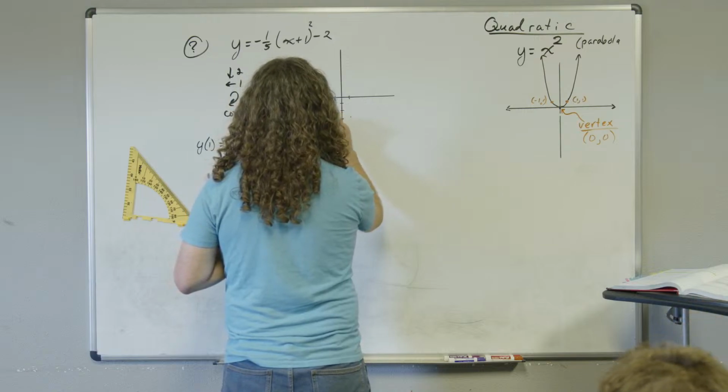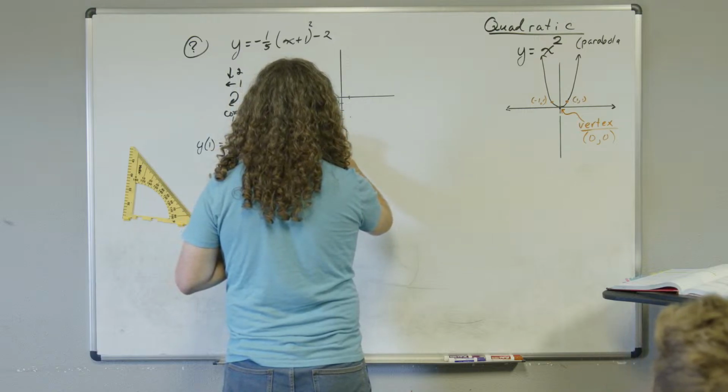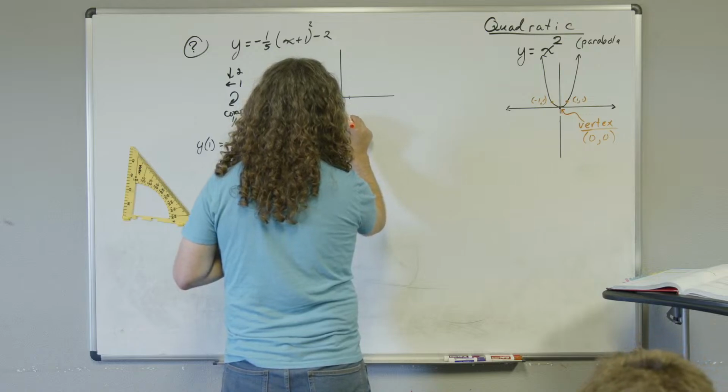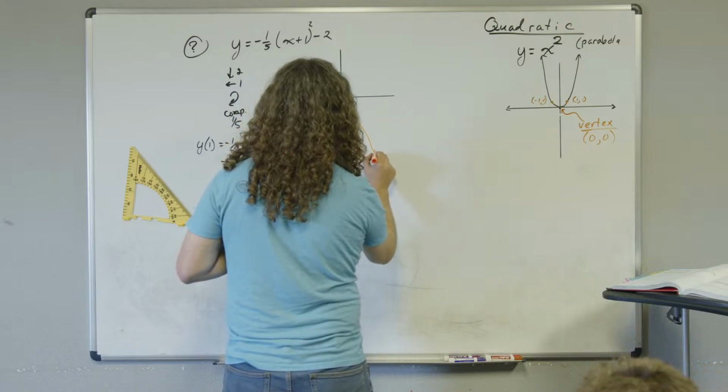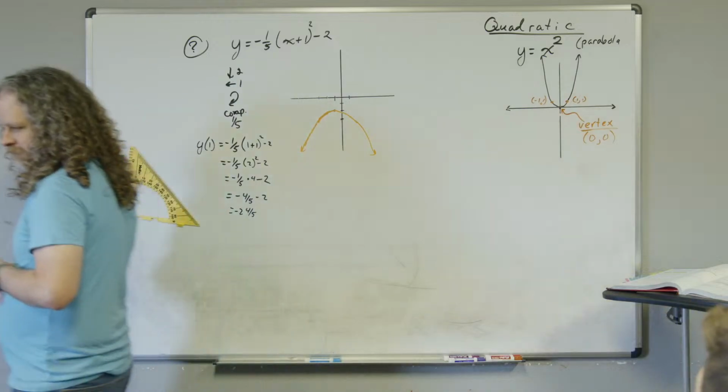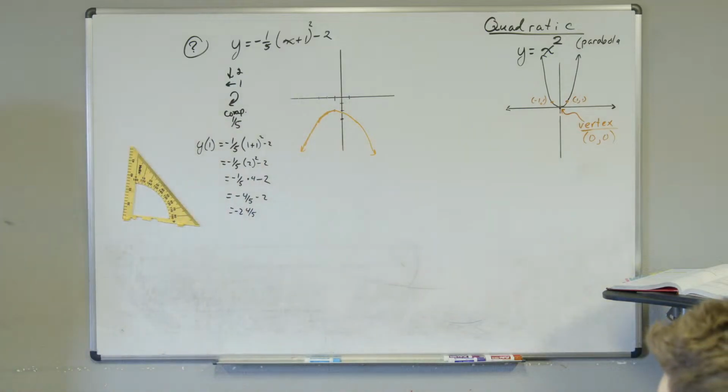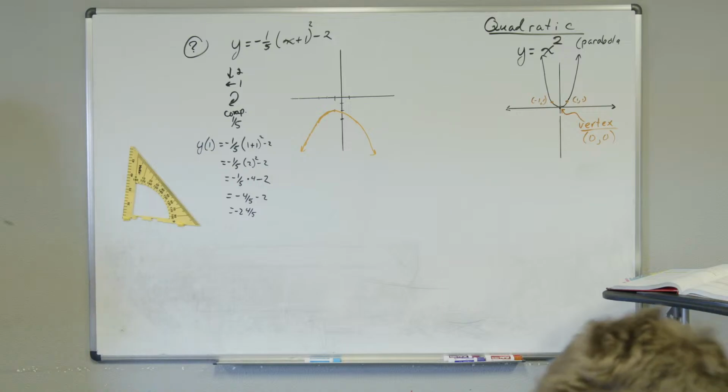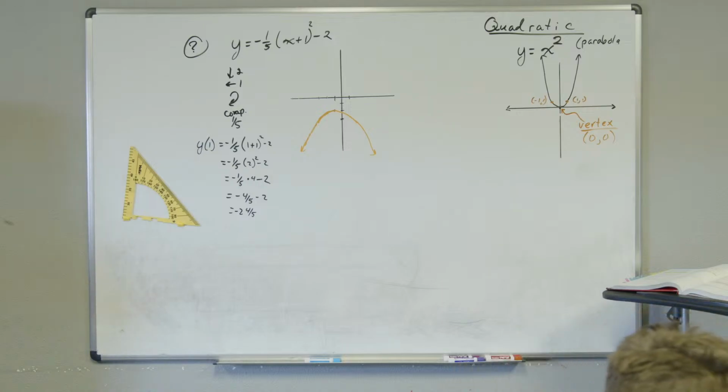And then you can connect your dots. On these you have to add extra points. When there's a dilation, you really should, because it's going to be a lot easier to understand what's happening. There you go. That's easy peasy.